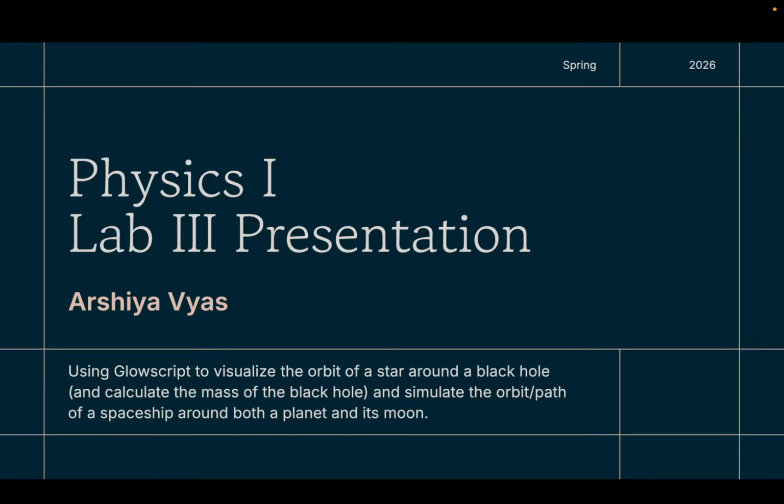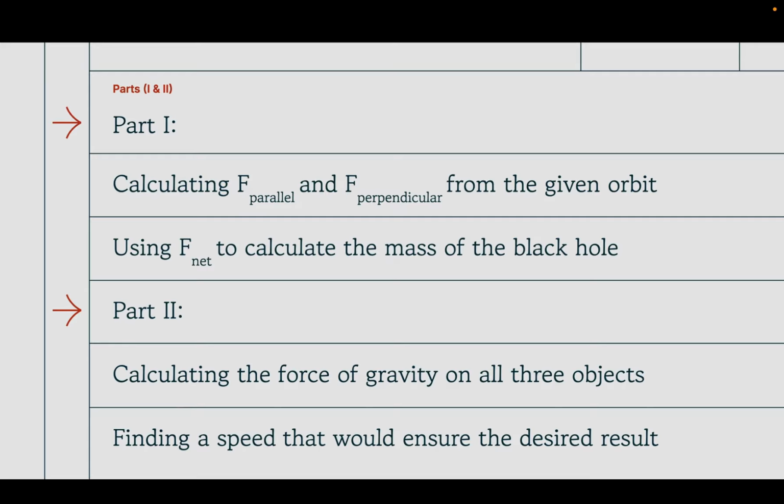In this lab, I used GlowScript to visualize the orbit of a star around a black hole and then calculate the mass of the black hole, and also to simulate the orbit or path of a spaceship around both the planet and its moon. So there were two parts to this lab. In the first part, I calculated the force parallel and force perpendicular from the given orbit and used force net to calculate the mass of the black hole. In the second part, I calculated the force of gravity on all three objects, so this was planet, moon, and spaceship, and then found a speed for the spaceship that would ensure the desired result in the orbit, to look like what I wanted it to look like.